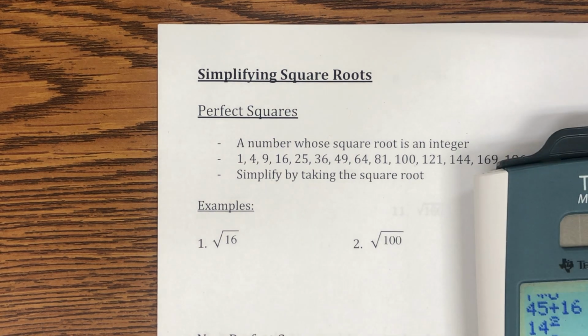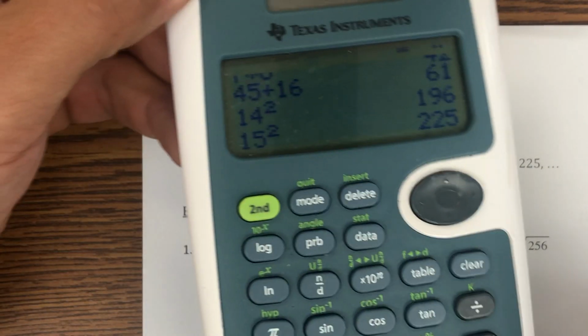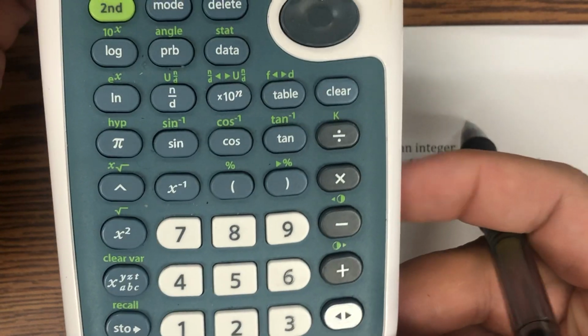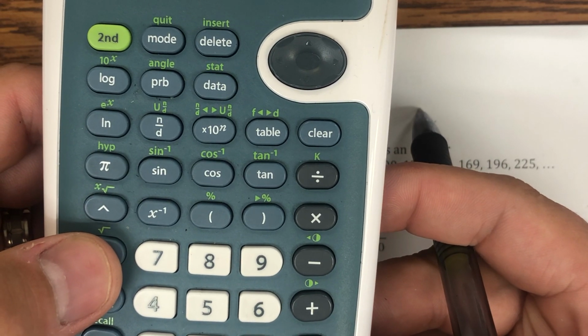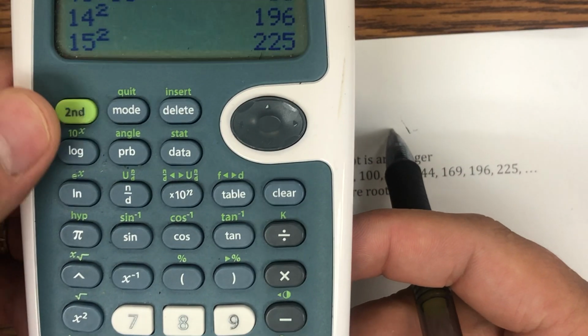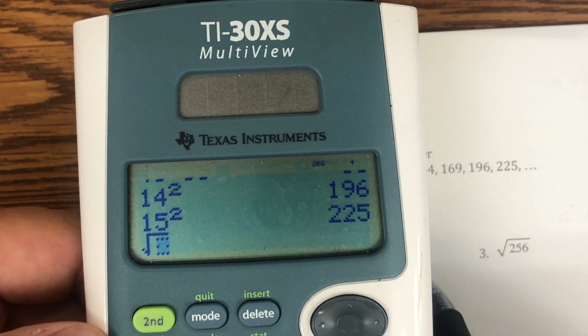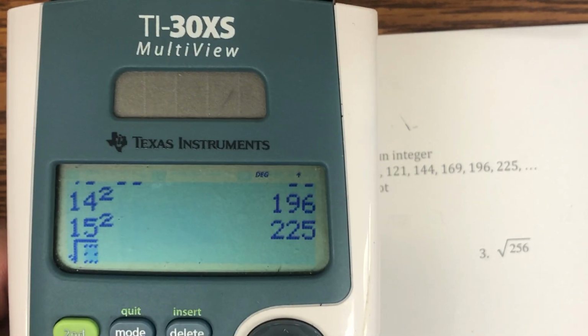On our calculators, to take the square root, typically the square root is going to be above the squared button. So on my calculator here, I see this x squared with the square root above it in green. I have to press the second key first to get that to pop up so I can type the square root. So that's how we'd use our calculators for it. You'll probably have to press the second key.